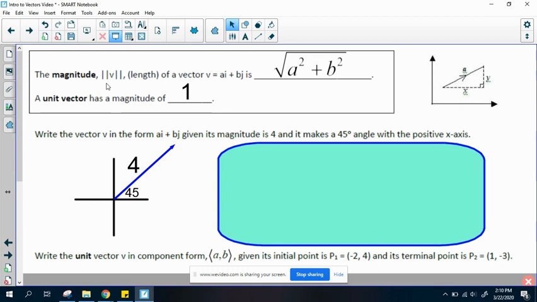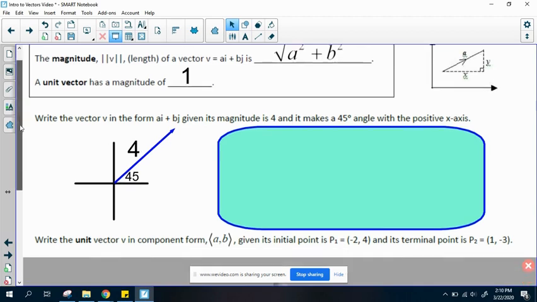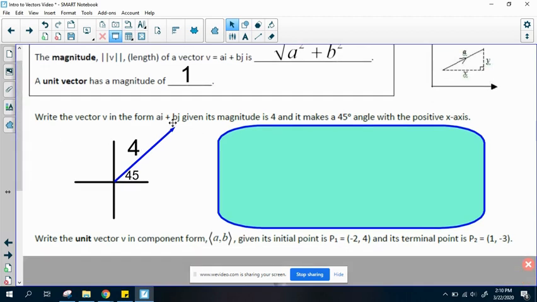Okay. So if I asked you to write a vector in this form, if it doesn't specify the i and j, then you can choose the form, and either one is acceptable. I generally like the brackets just because it's less to write. But this one wants it in this form, so we have to give it like that. So we want a vector where the magnitude is 4 and makes a 45-degree angle with the positive x-axis.